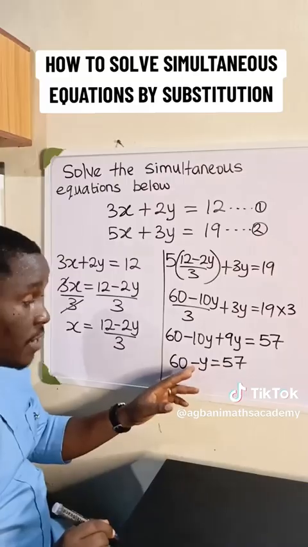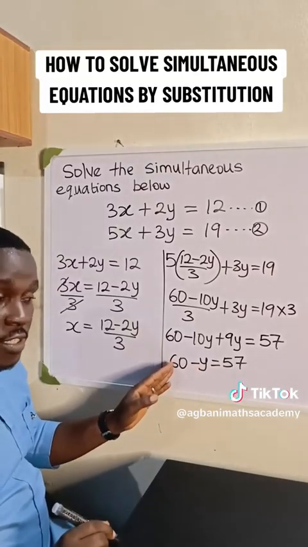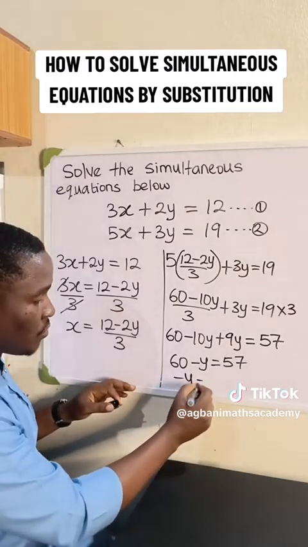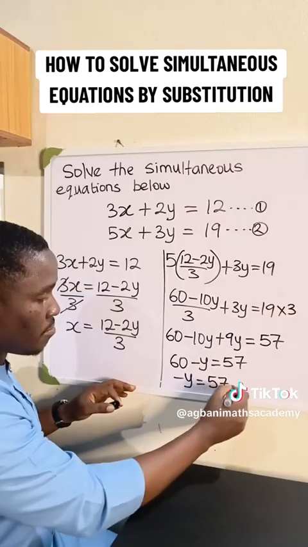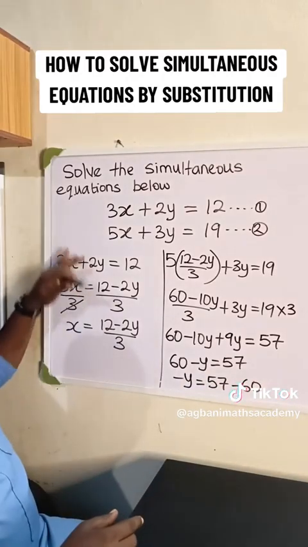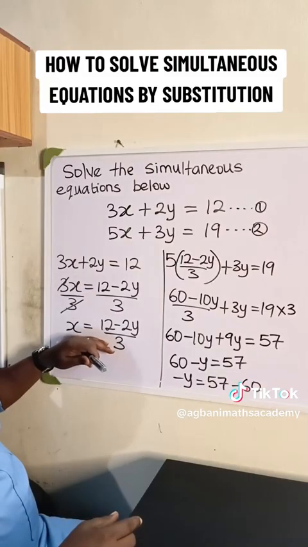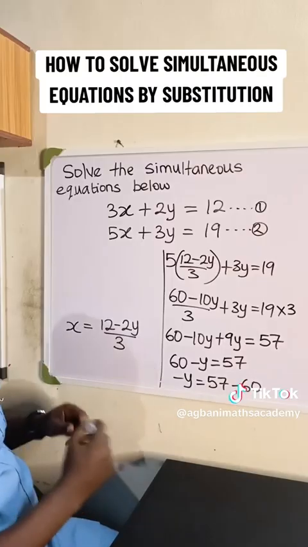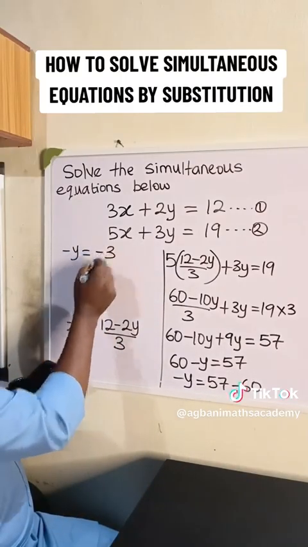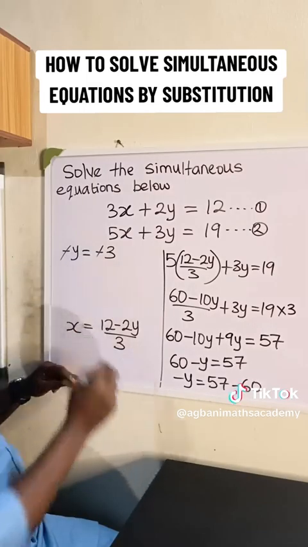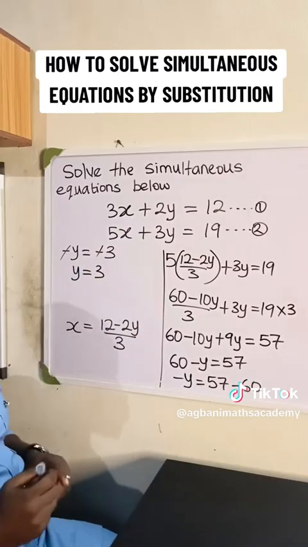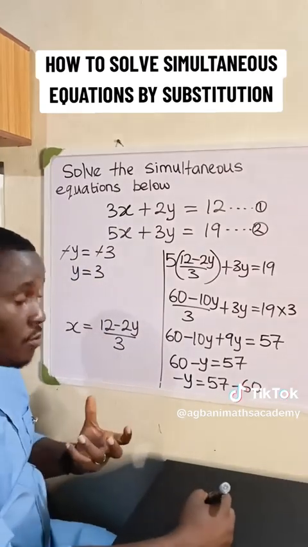Since we are looking for the value of y, we need to move 60 to the right and it will become negative 60. So negative y is equal to 57 minus 60. Okay. So continuing with what we are doing, 57 minus 60 is going to give us minus 3. So minus y is equal to minus 3. Cancelling out both negative values, y is equal to 3. So we have found the value of y to be equal to 3.